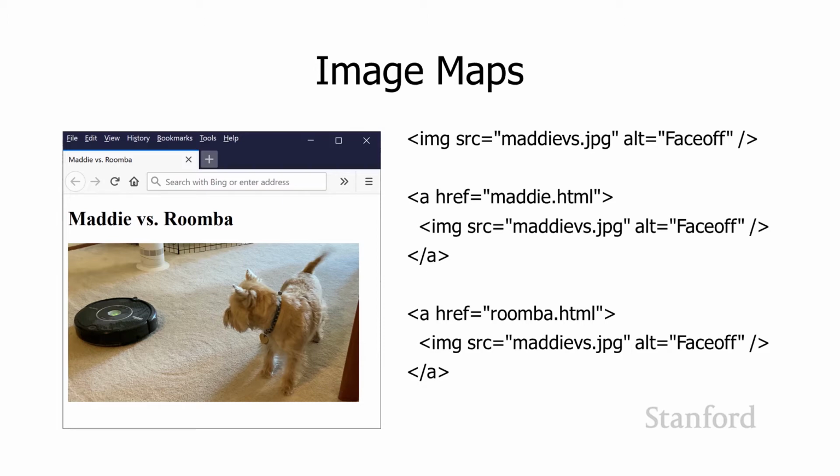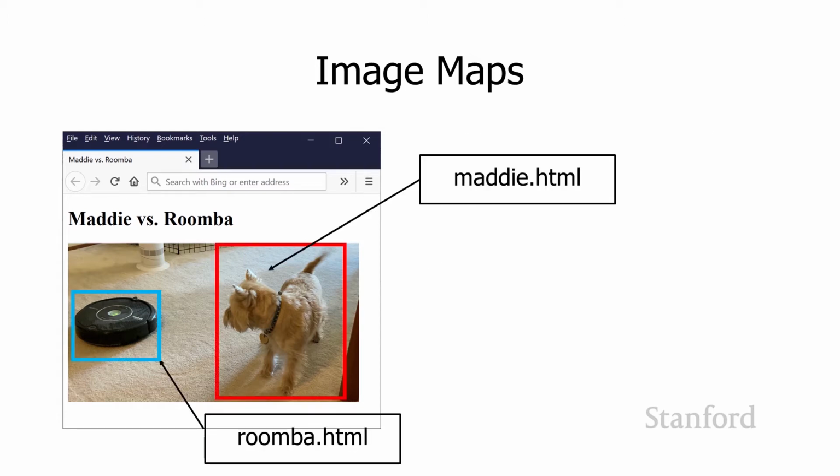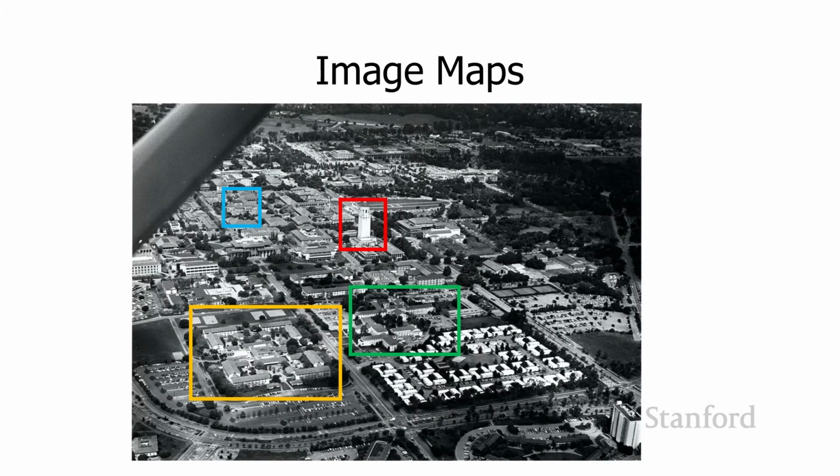Do we want to go to the web page Maddie.html if somebody clicks on Maddie versus the Roomba's photo? Or do we want to go to the Roomba.html web page? It'd be nice if we could actually go to different web pages depending on where the user clicked on the image. So if the user clicks on Maddie's part of the image, we go to Maddie.html. And if we click on the Roomba part of the image, we go to Roomba.html. And it turns out that this technique is actually useful in a lot of places.